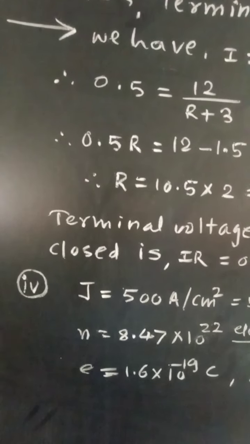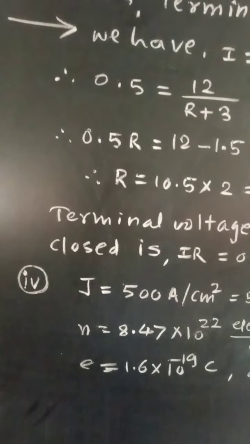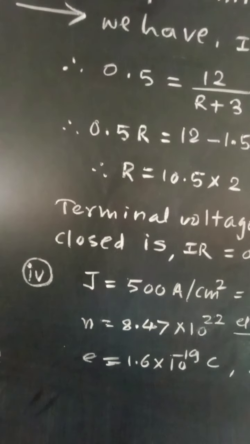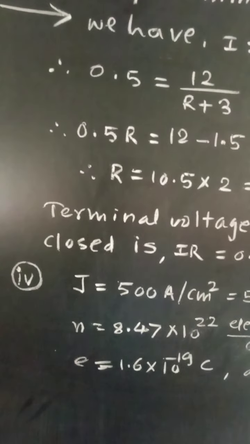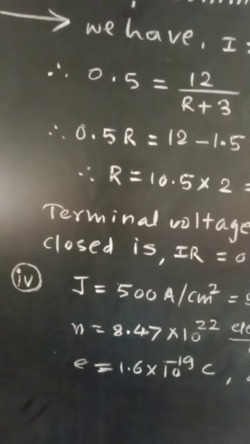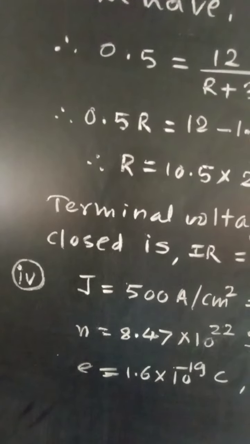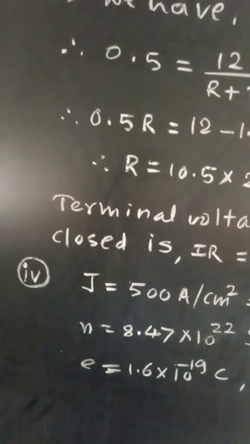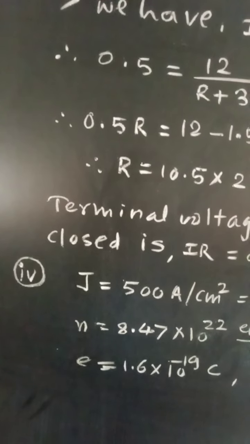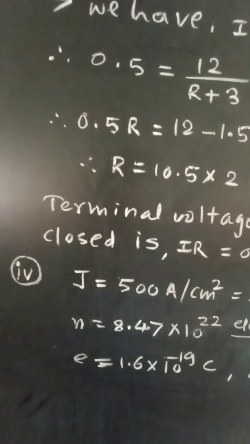So here it will be current density, that is current per unit area, and therefore it will be 500 ampere per centimeter square. Then if the number of free electrons per centimeter cube are 8.47 into 10 raised to 22, then calculate the drift velocity of the electrons through copper wire when charge on electron is 1.6 into 10 raised to minus 19 coulomb.